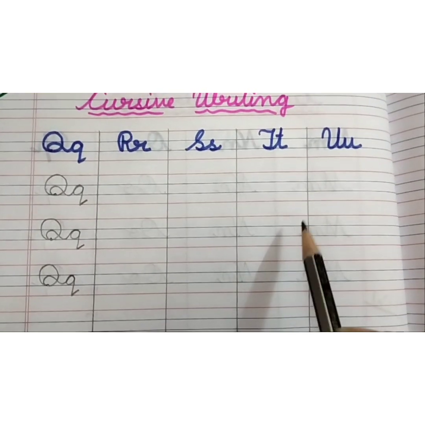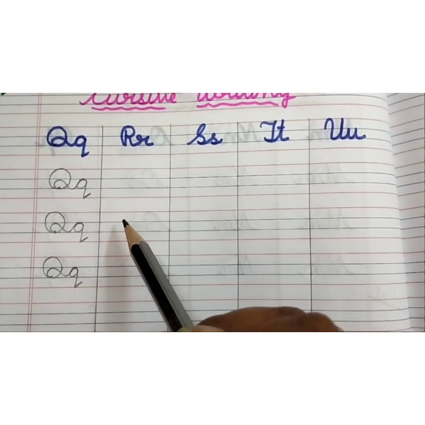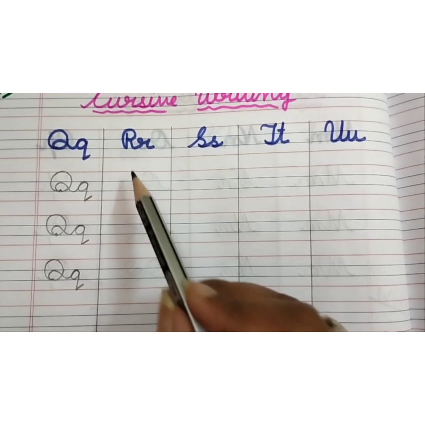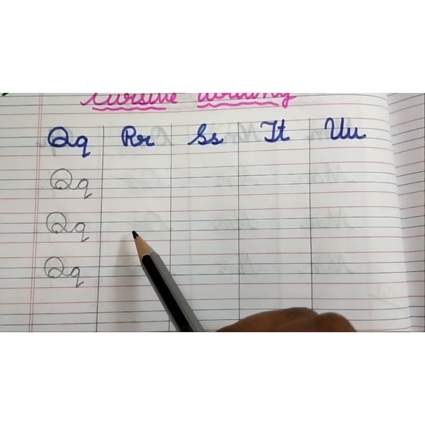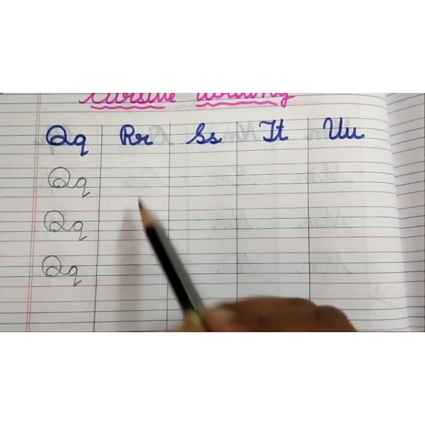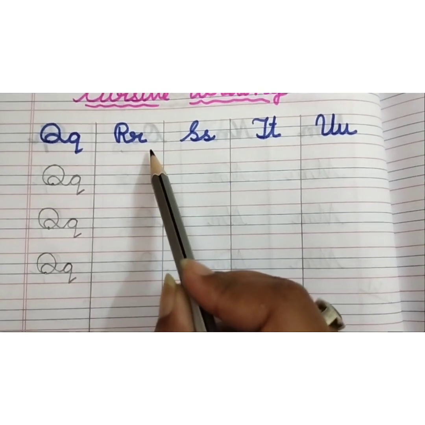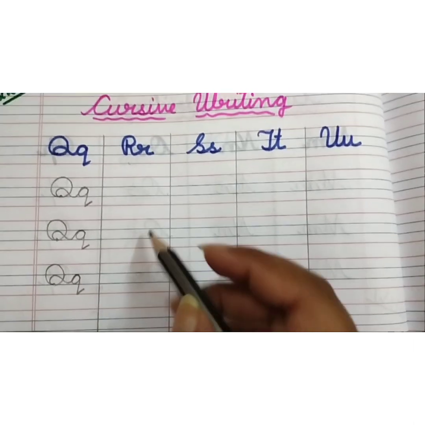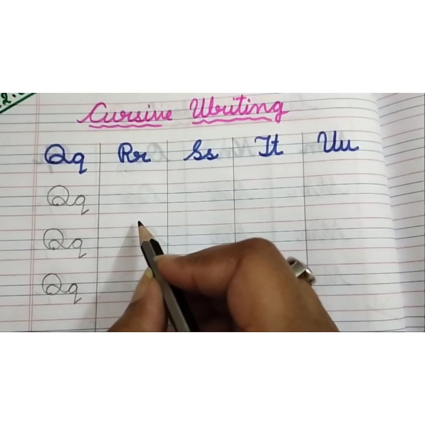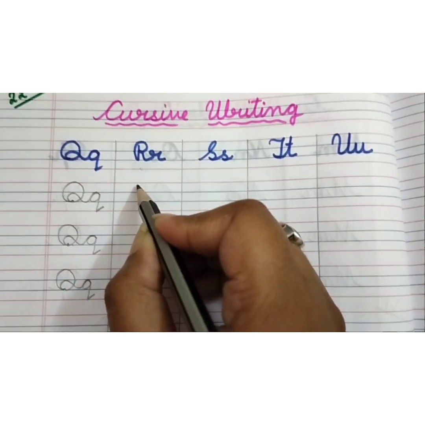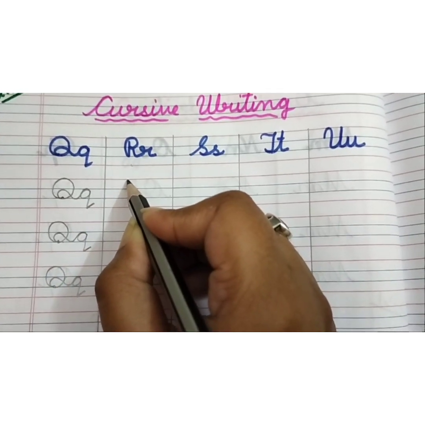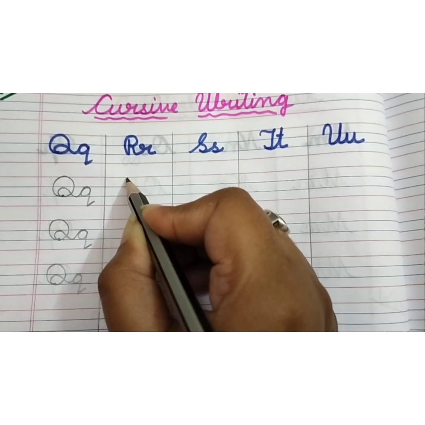Now I will show you how to write this alphabet. Before that, tell me, which alphabet is this? Good. This one is capital R and this one is small letter r. Now I will show you how to write capital R. For writing capital R, this is our starting point.